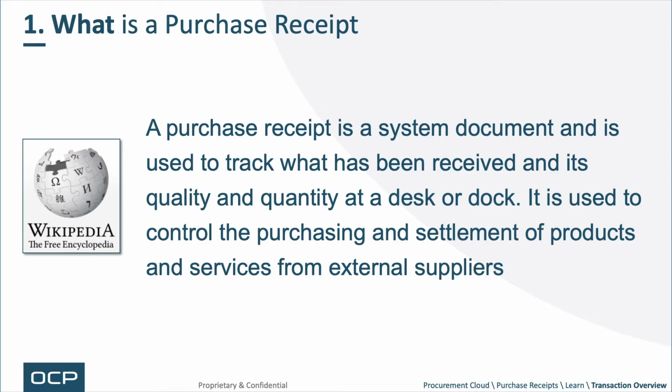So what is a purchase receipt? Well, a purchase receipt is a system document used to track what has been received, and its quantity and quality, at desk or dock. It's used to control the purchasing and, most importantly, settlement of products and services for external suppliers. We talked about that a little bit in the purchase orders video overview as well, around matching and settlement.